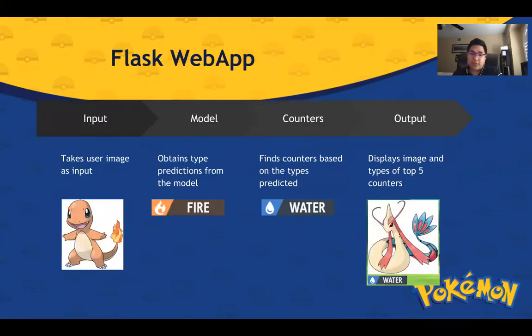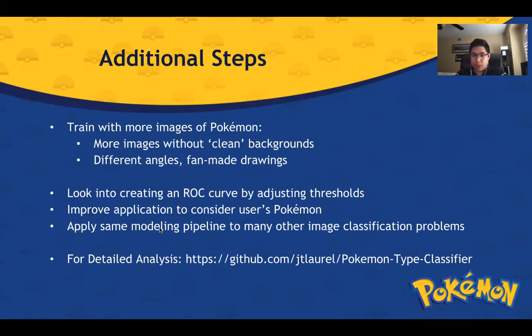So when we look at the Flask web app, we basically take a user image as input, and we obtain predictions from the model. We find the counters based on the types predicted, and we display the image and types of the top 5 counters. And then additional steps we can take are training with more images of Pokemon that aren't as clean from different angles, looking into creating an ROC curve by adjusting the threshold, and improving our application by considering the user's Pokemon so we can actually simulate matchups.